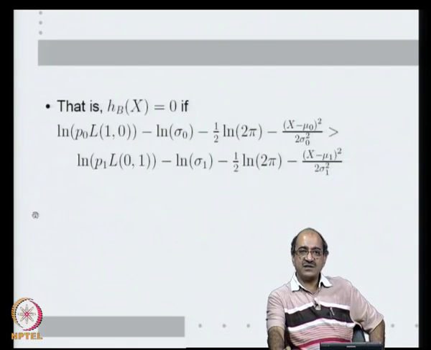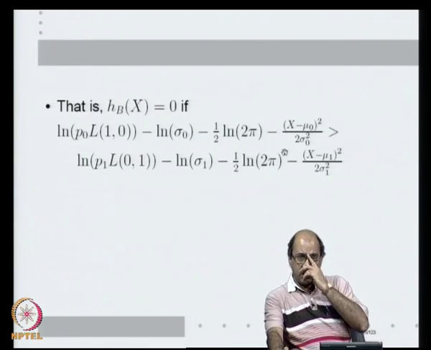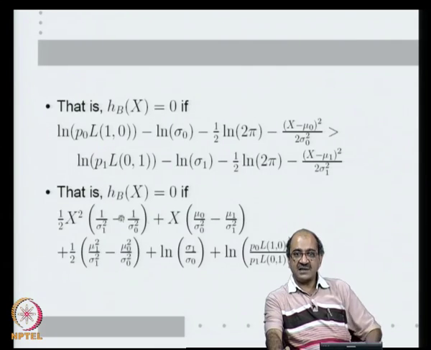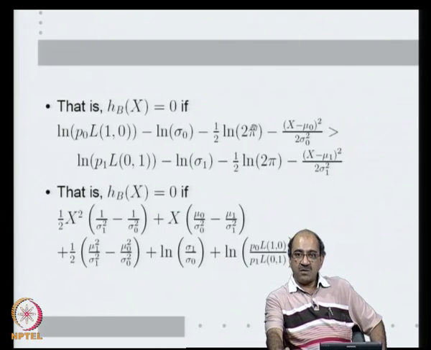So, if x satisfies this expression, then I will put x in class 0. Now, this expression can be further crunched. I get an x square term from here, x square term from here. The coefficient of the x square terms will be, let me write the next expression. I have half, if I take out, there is an x square term from here and x square term from here. Here I get 1 by sigma 1 square, here I get 1 by sigma 0 square.